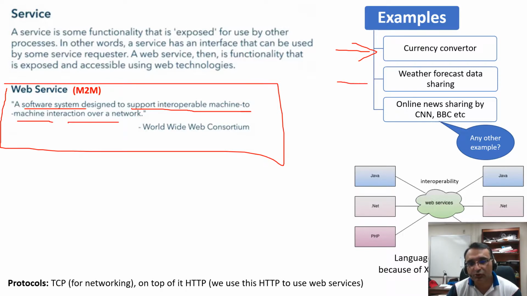Another example is weather forecast. You might connect to a data center where the forecast data is being stored, and collect data from there. Or news, CNN, BBC, you can connect to the CNN or BBC server, call their service using your machine, and then they will send you the news title, description, pictures, and so on.